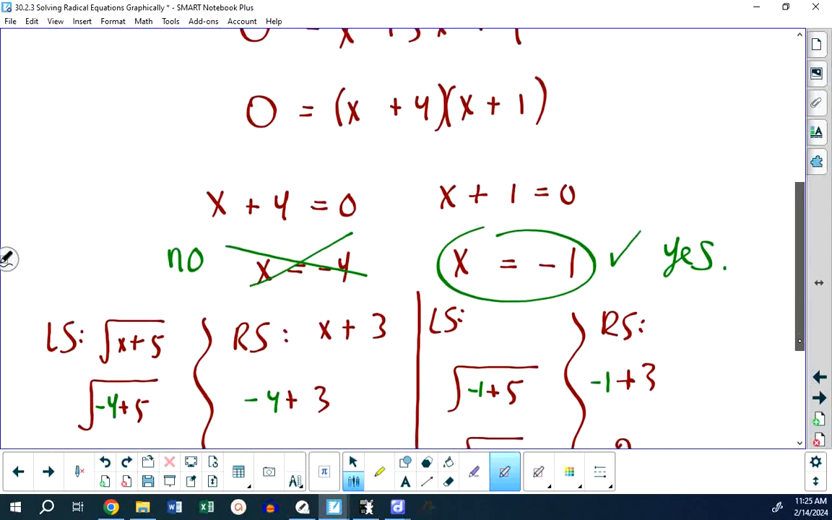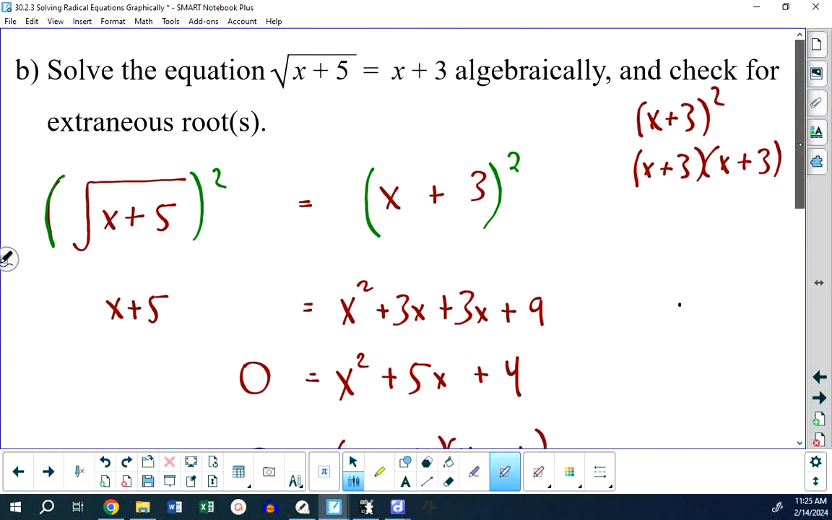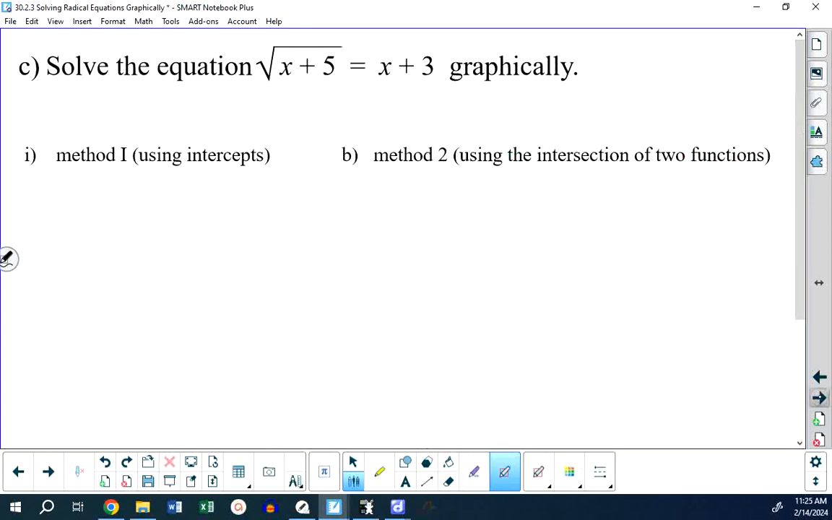Sorry, I'm going to back up. When you check your solutions, you have to check them in the original equation. Don't put them in anywhere else, because they might work elsewhere. So I'm going to take this equation and zero it. I'm going to write 0 equals root x plus 5 minus x minus 3.